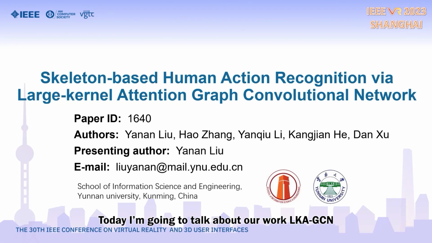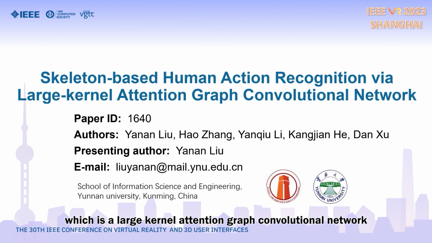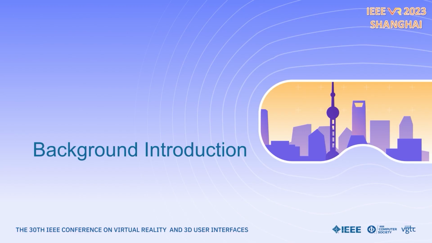Today I'm going to talk about our work LKA-GCN, which is a large kernel attention graph convolutional network for skeleton-based action recognition. First, let me introduce some background.